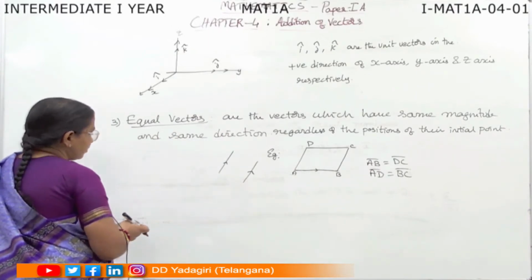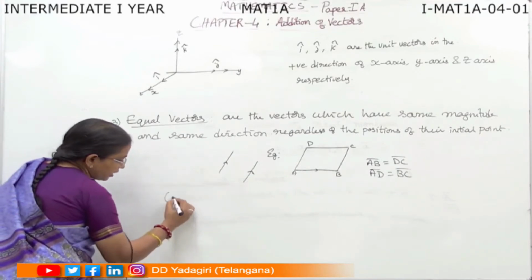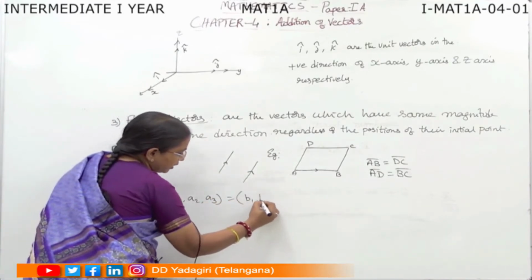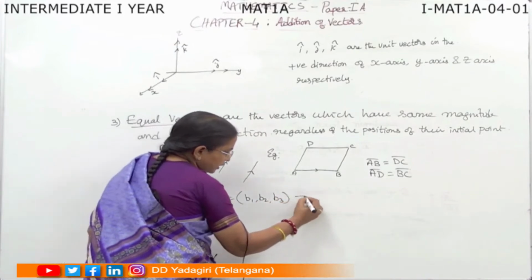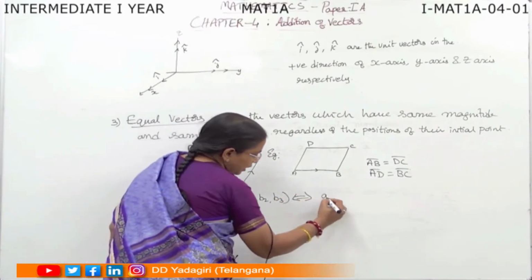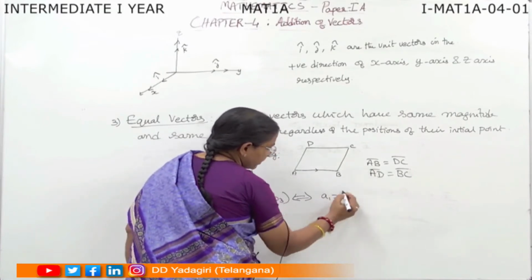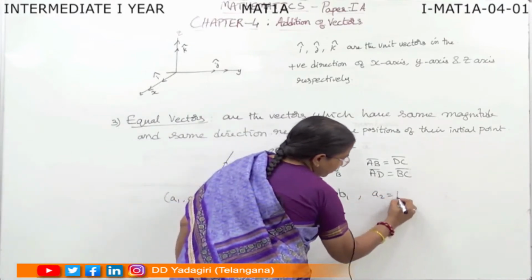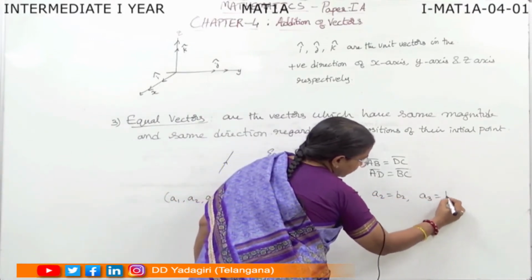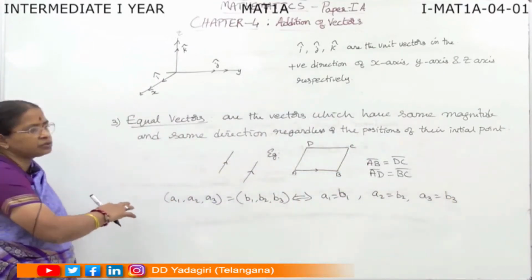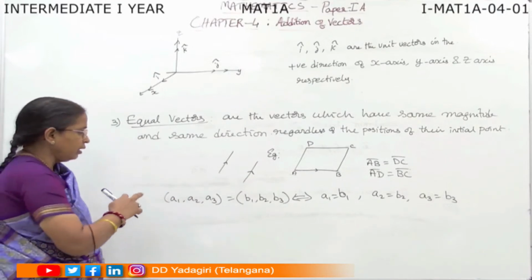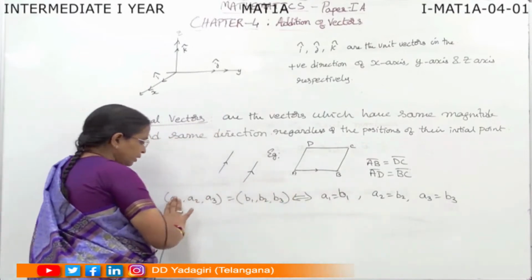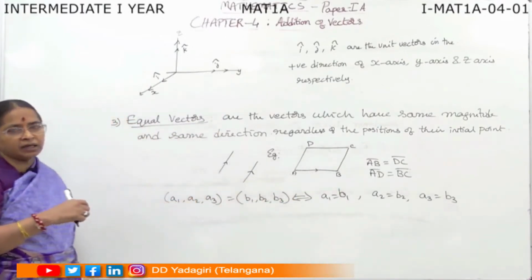Now, in terms of ordered triads, suppose you have vector A1, A2, A3 equal to vector B1, B2, B3. Then this implies, and is implied by, A1 equal to B1. First coordinates should be the same. A1 should be equal to B1, and then A2 should be equal to B2, and A3 should be equal to B3. Only then are these two vectors said to be equal. So two ordered triads are equal if and only if their corresponding coordinates are equal.